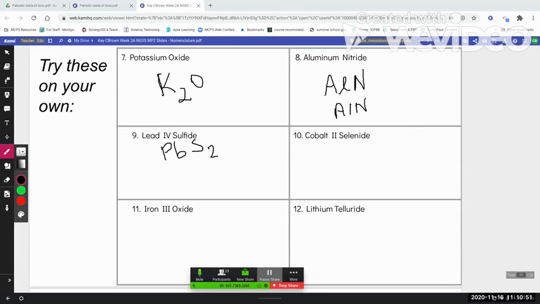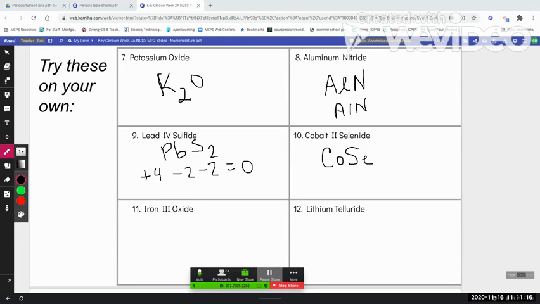Okay, so remember, 1 lead is a +4 because of the Roman numeral, and 1 sulfur is a -2. So if you get another sulfur, you have a 0. So that's why the subscript of sulfur is 2. And then this should just be CoC. That's my E, not an I.